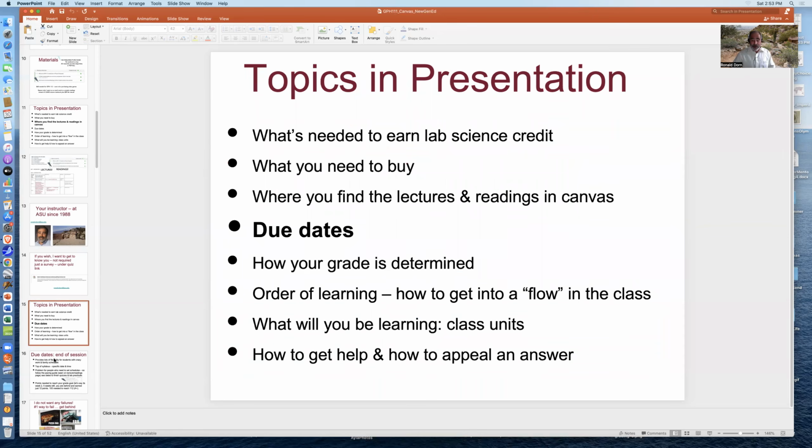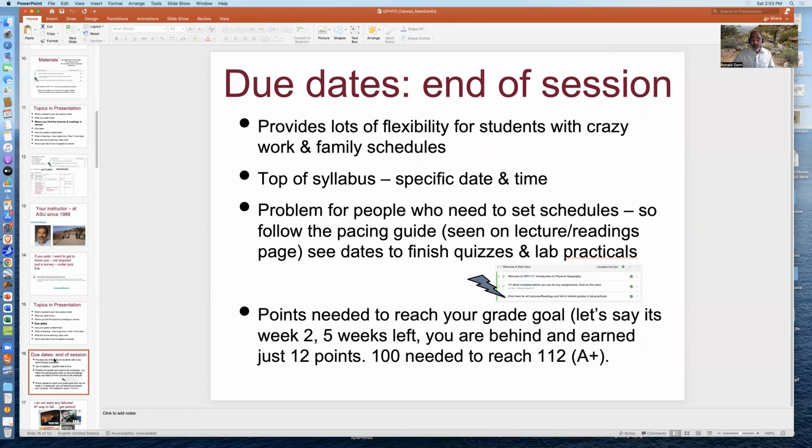The next topic is due dates. There's a lot of confusion sometimes with students on due dates. The confusion rests in that there are no due dates for any particular assignment. I do this because it gives you a lot of flexibility. You have crazy work schedules. You have family schedules. Many of you are in the military and you can be pulled out of action for a while, not being able to access the class. So by not having you follow a set of assignments that meets my schedule, it allows you to do the assignments that meets your schedule.